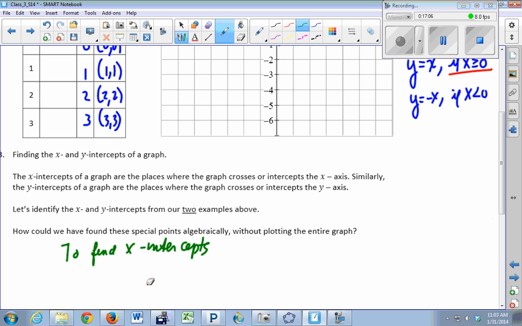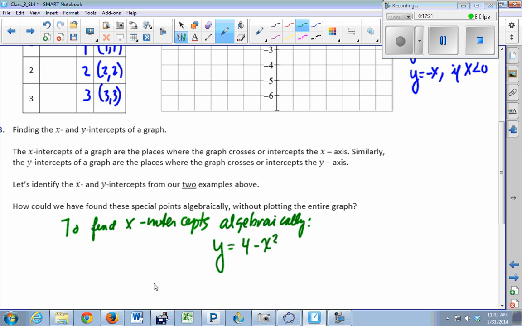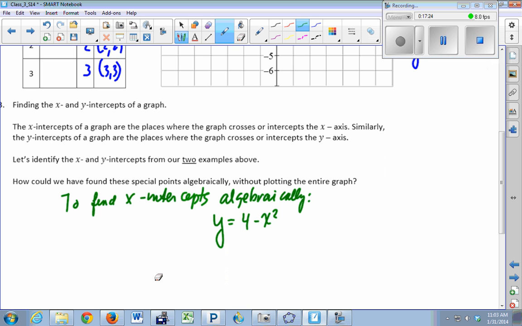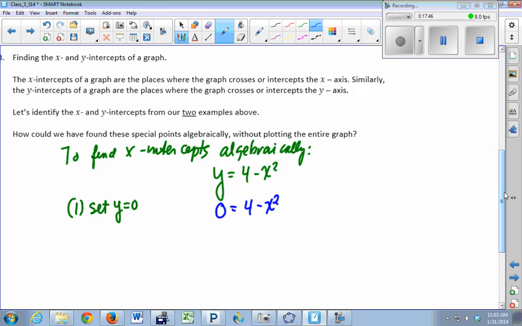But if we wanted to find our x-intercepts just by looking at the equation, if we wanted to do it algebraically, let's see how we would do that. So here's our equation, y equals 4 minus x squared, and I want to find the x-intercepts. How would I do it? What would I do to find the x-intercepts? Make y 0. So set y equal to 0. So that would be my first step. And now I'm asking what values of x are going to make y equal to 0. So we're really solving a little baby quadratic equation here.